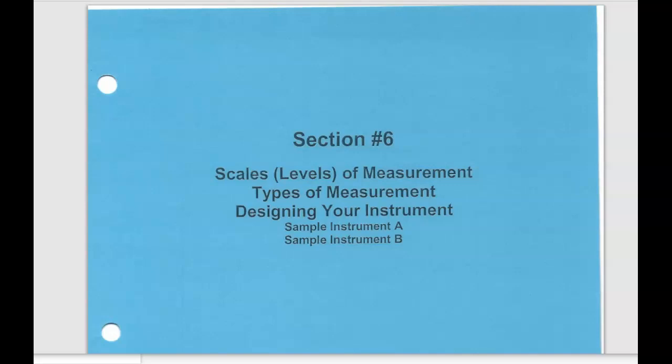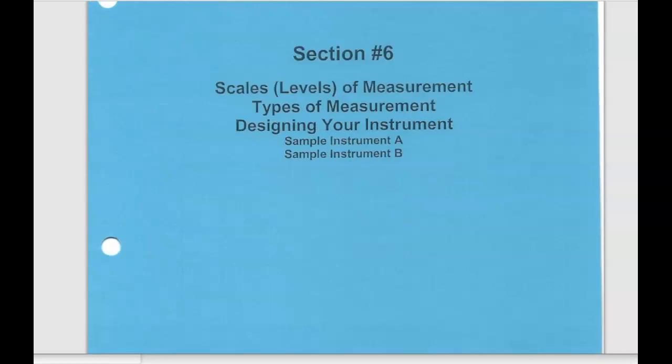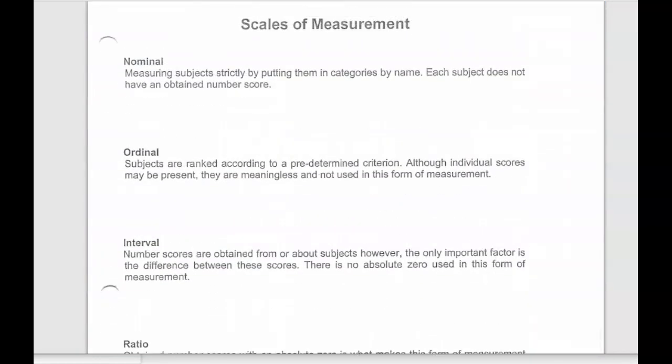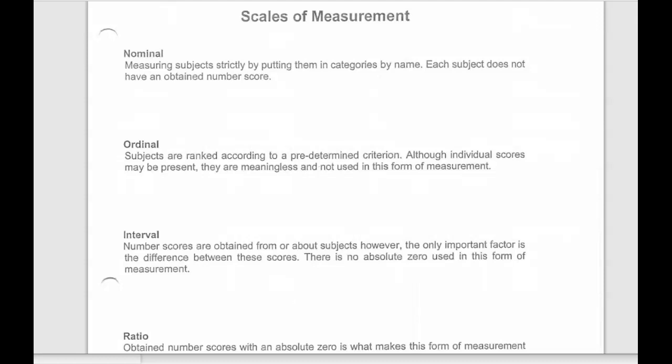Today we do section 6 of the reading packet so that we will be prepared for the next exam, which is exam number 2. As you will see here, there are a few different topics that we cover: scales, also known as levels of measurement, types of measurement, and designing your instrument. So let's get started. First of all, there are 4 different scales of measurement.